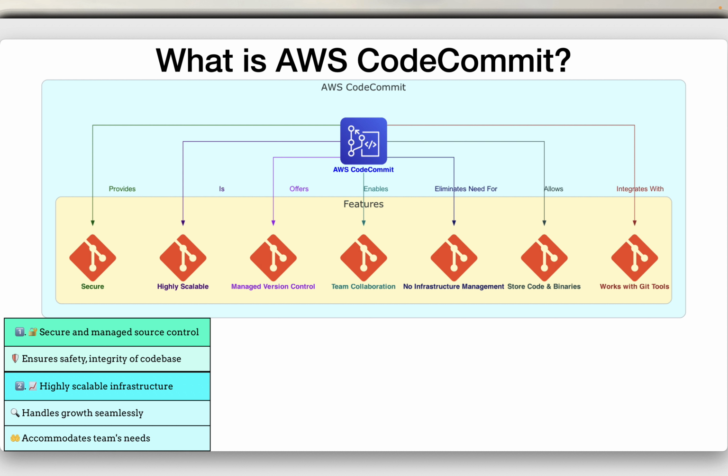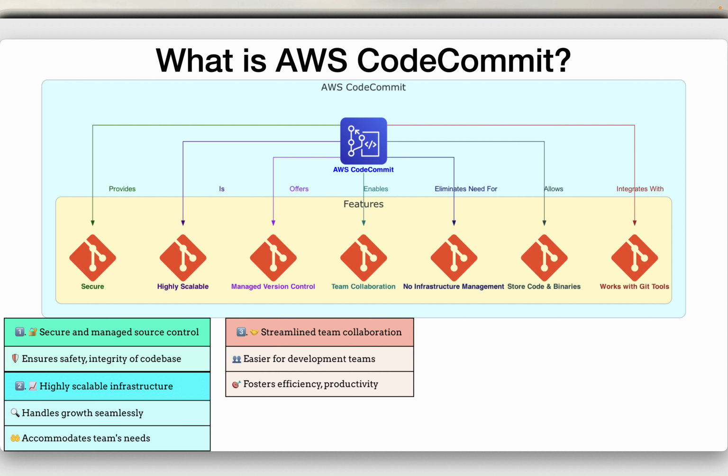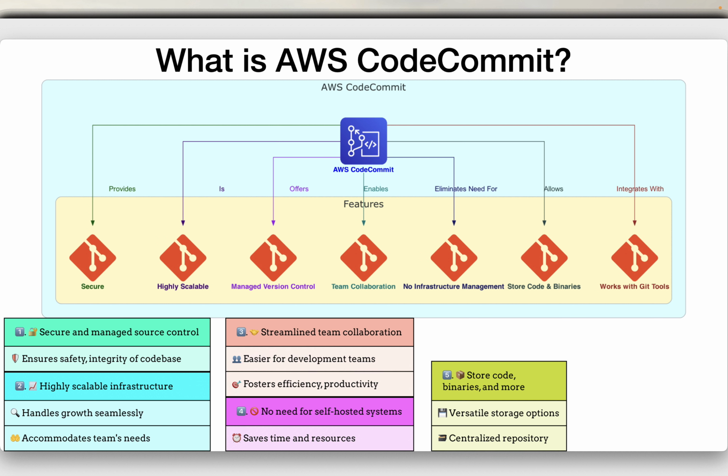With CodeCommit, you don't need to worry about scaling your version control infrastructure. It is designed to handle growth and accommodate your team's needs seamlessly. CodeCommit makes it easier for development teams to collaborate on code, fostering a more efficient and productive workflow. By using CodeCommit, you eliminate the need to operate and maintain your own source control system, saving you time and resources. CodeCommit is versatile and allows you to store not only code, but also binaries and other project-related files, providing a centralized repository for your development assets.